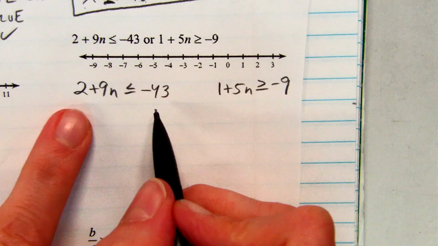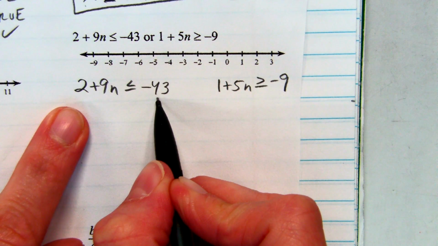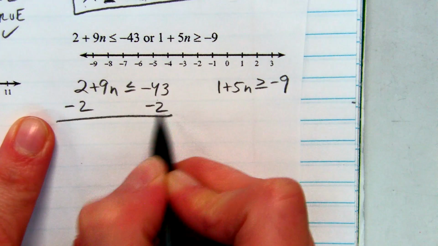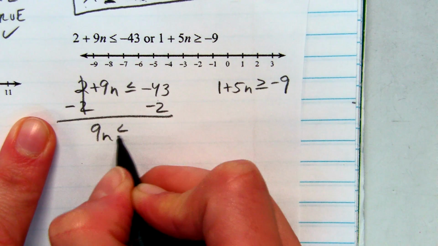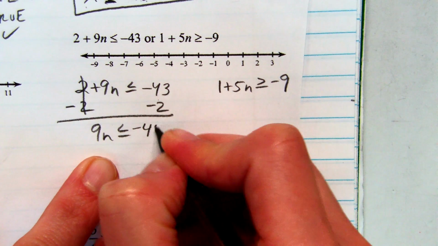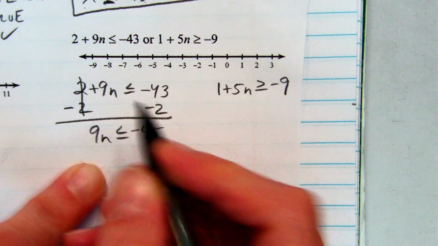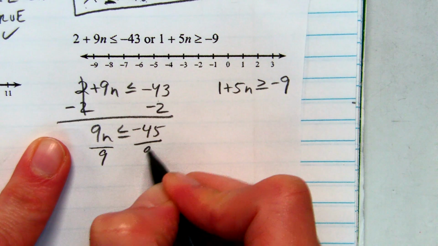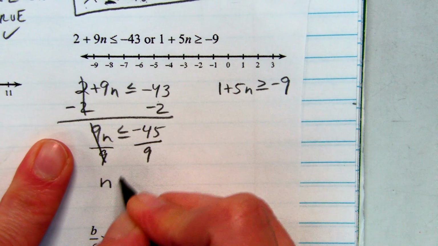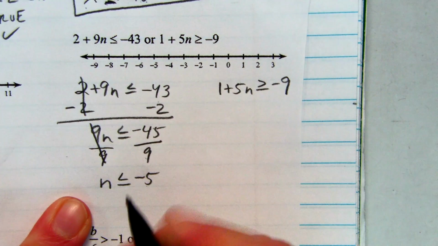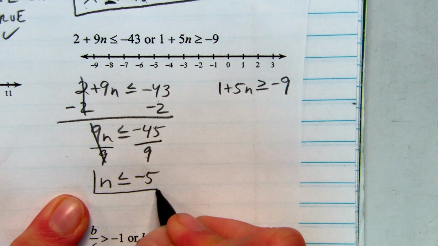Okay, so let's solve the first one. What's my first step? Subtract 2 from both sides. 9n is less than or equal to negative 45. Then what's my next step? Divide by 9. We want to get n all by itself. It's going to be negative 5 because negative divided by positive is negative. So n is less than or equal to negative 5.